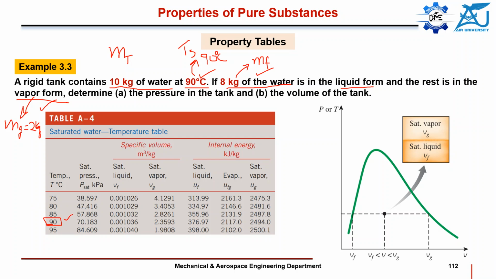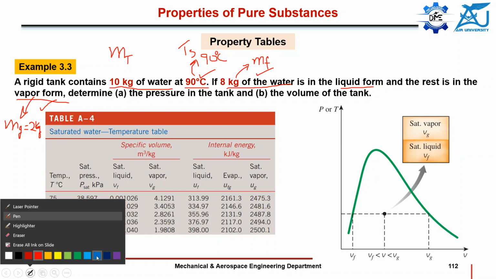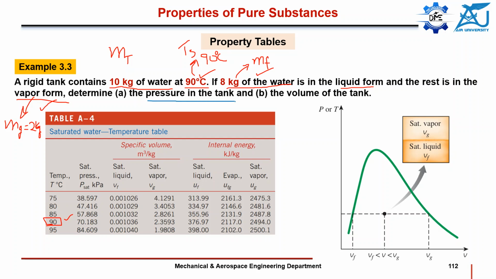Okay, so what is the first thing it has asked you? What we need to find out is the pressure in the tank. So what will be the pressure in the tank in this situation? Anyone? Yes sir, what will be the pressure in the tank? The first thing we have to find out is the pressure. Sir, 70.183. Yes, 70.183 what? Also mention the unit, kilopascals. Okay, so this will be the pressure. This is the first thing we have to find out, the tank pressure. You should be clear why the pressure is this. Okay.